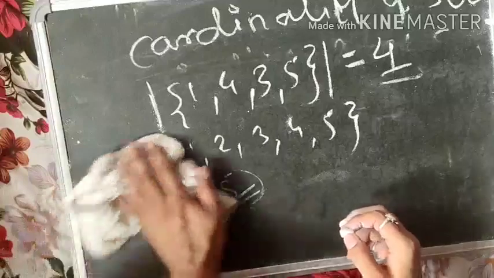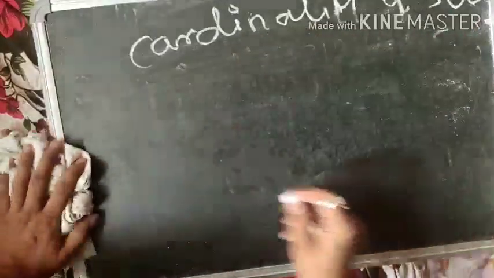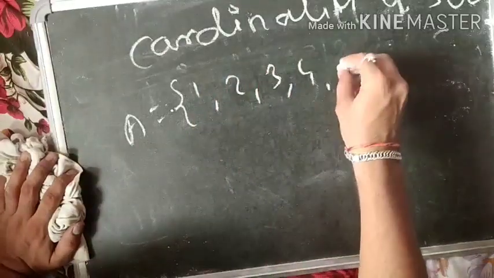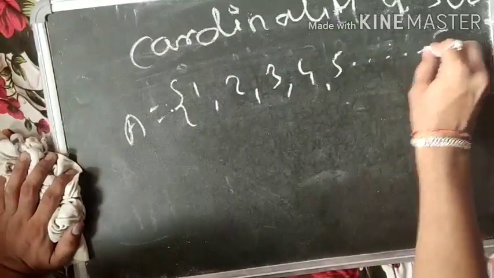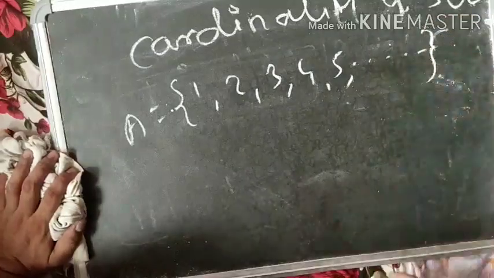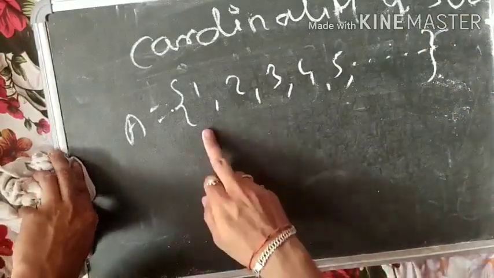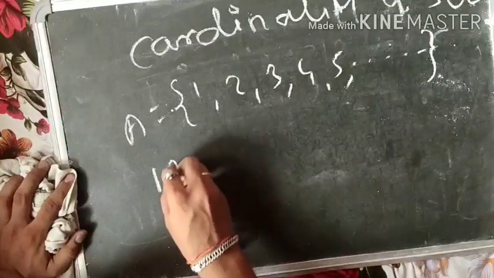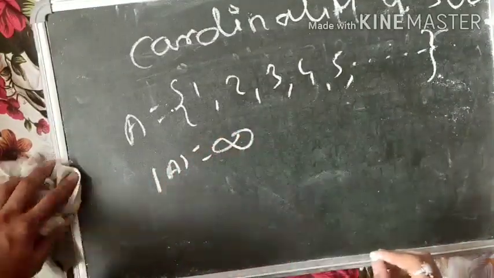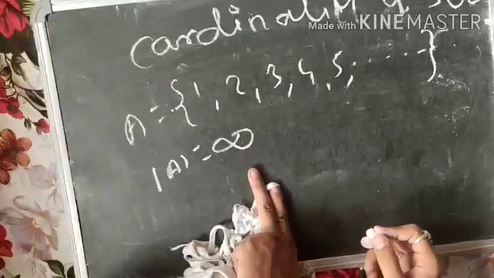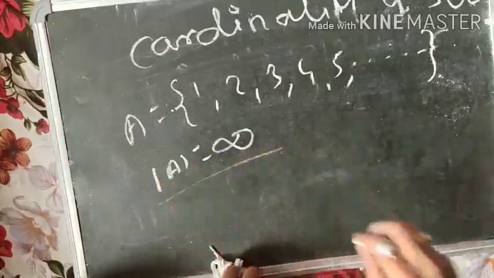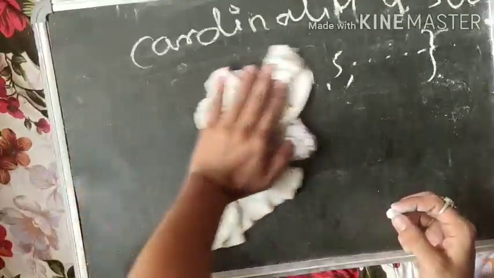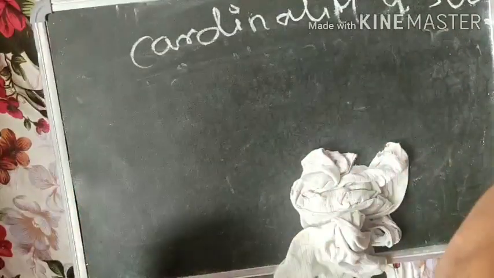If the set is infinite, suppose A equals {1, 2, 3, 4, ...}, a set of natural numbers. So the cardinality of the infinite set A equals infinity. We cannot count the total numbers in a given infinite set.